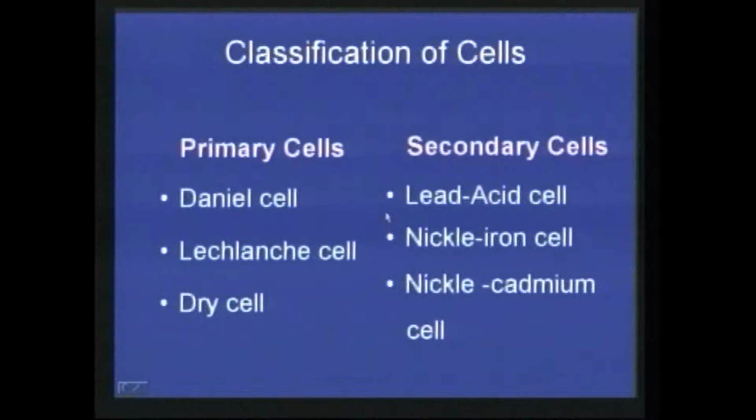Now we move on to the classification of cells. Cells are basically classified into 2 types. They are primary cells and secondary cells. We have different types of primary cells such as Daniell cell, Leclanché cell and dry cell. Similarly, the secondary cells are again classified into lead acid cell, nickel iron cell and nickel cadmium cells.